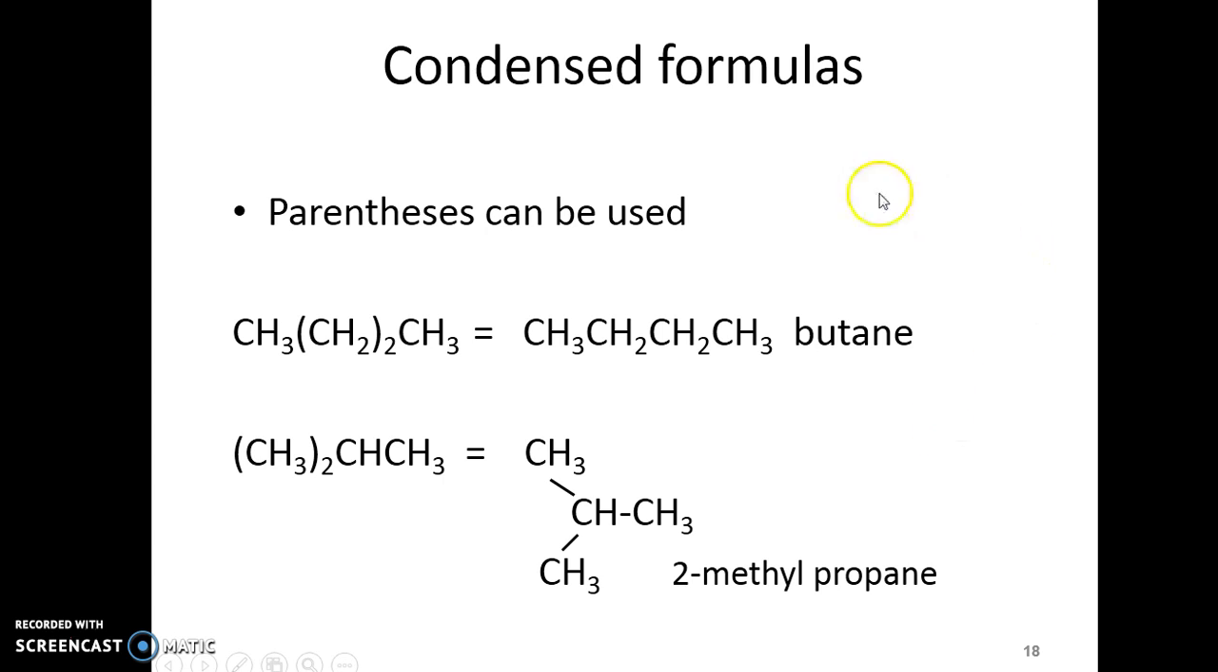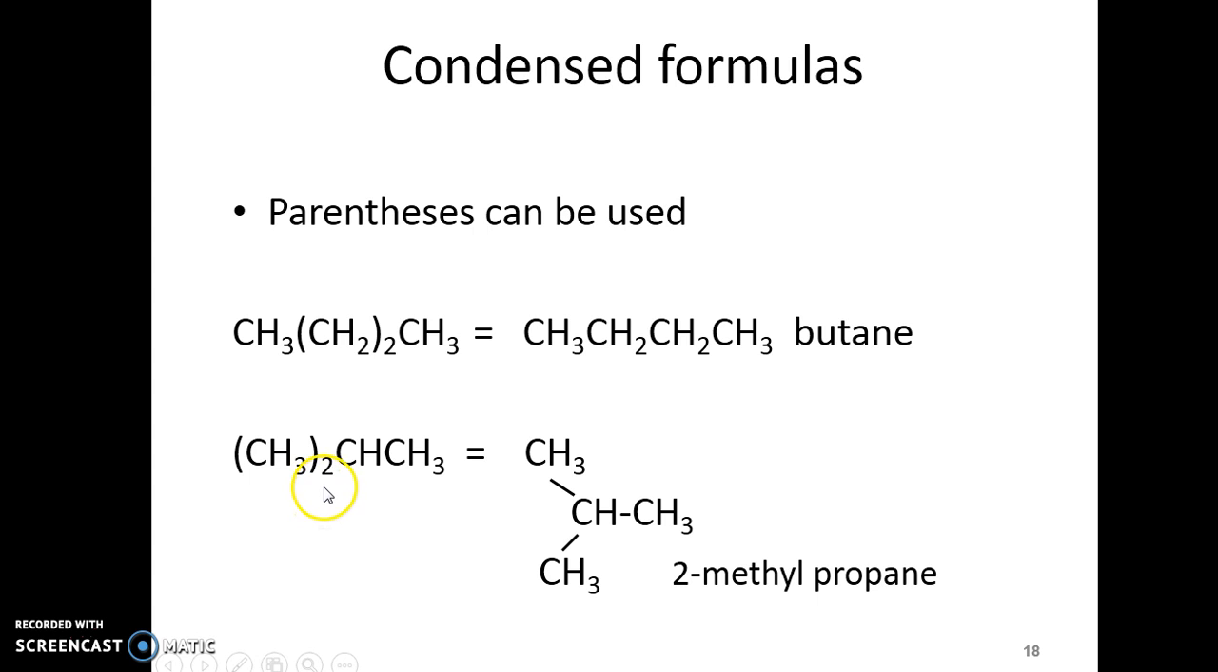Condensed formulas can also use parentheses. Here, this is what we call a methylene group, and we'll understand that later. When we take a methylene group, CH2, and put it in parentheses, it means they're all lined up in a row. So this is actually butane because there's 1, 2, 3, 4 all in a row.